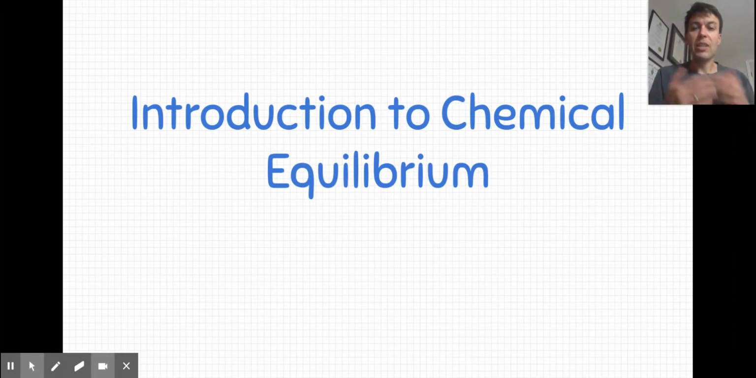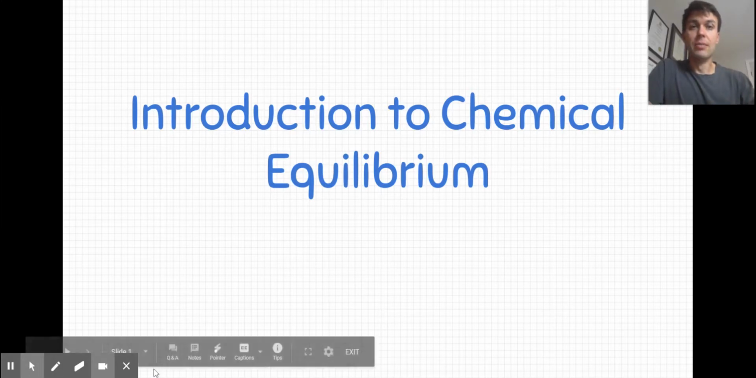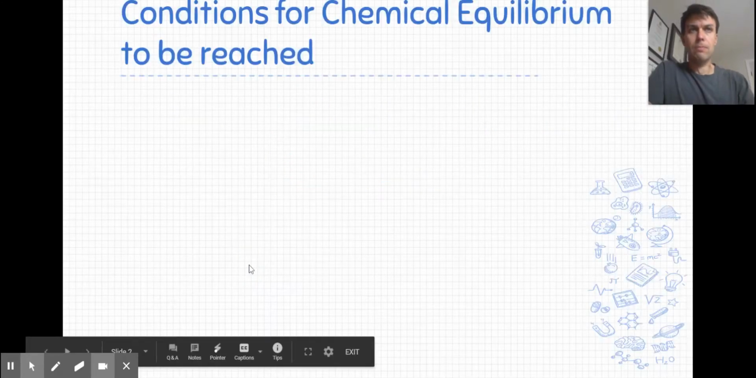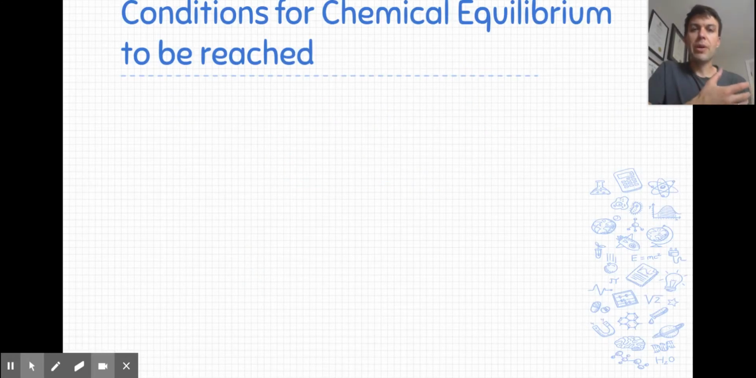So I want to go in a little more detail than I have in some previous units to talk about this unit and the concepts involved to give you a bit of an introduction before you get into the content. Before we talk about kind of what equilibrium is, let's just talk about what needs to be in place for a system to reach equilibrium.